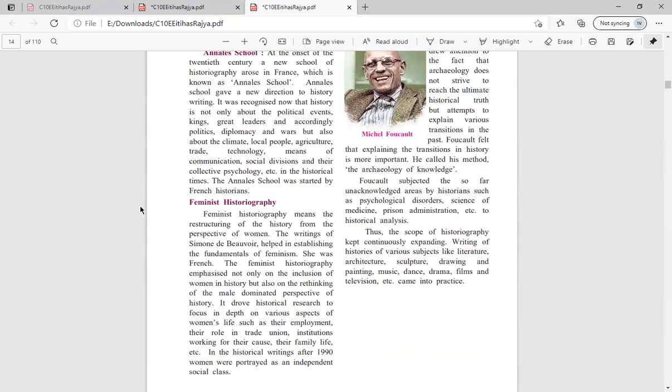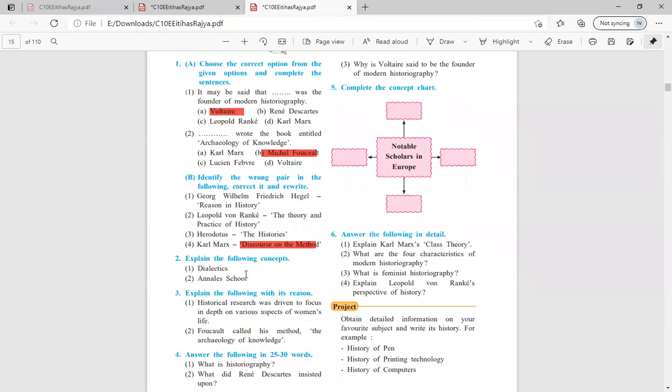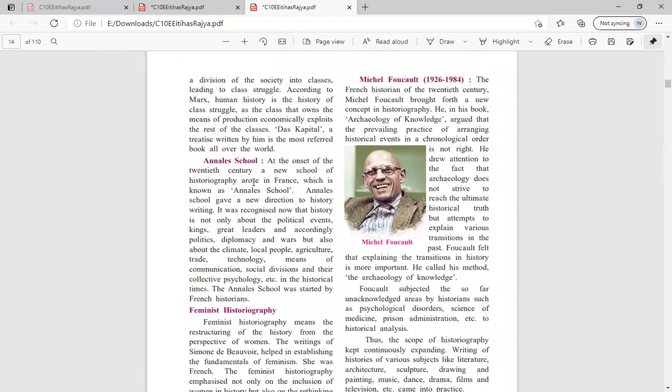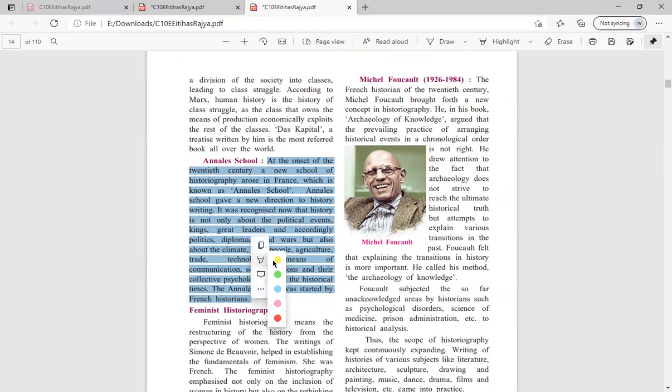Now coming towards the second part, the second one is Annals School. The annual school भी हम लोग ने देखा, it was over here. Annual school, it was a school which was established by French historians, right? ये हम लोग ने पूरा देखा. So again the entire paragraph would be a answer. बच्चा लोग यहाँ पे कैसे आ जाएगा? We will revise it quickly.